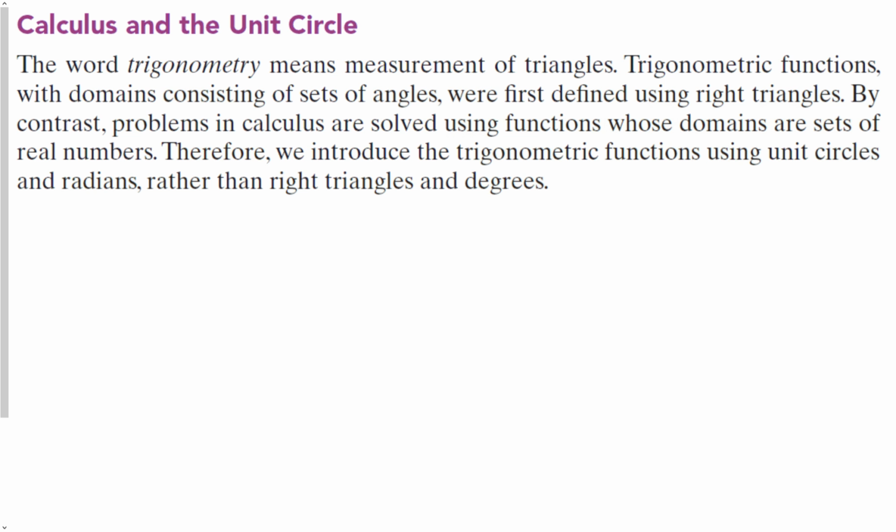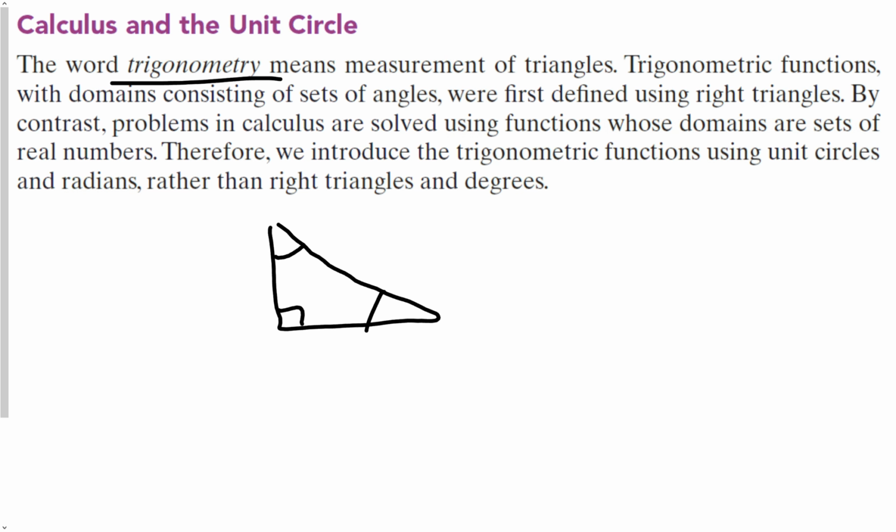All right, so we're going to start by talking a little bit about calculus. Okay, so first thing is the word trigonometry means measurement of triangles. So if we had a right triangle, we know that these other two angles have to add up to 90 degrees. So if we're going to start talking about trigonometry using right triangles, the domains of these angles has to be somewhere in between 0 and 90 degrees, right?